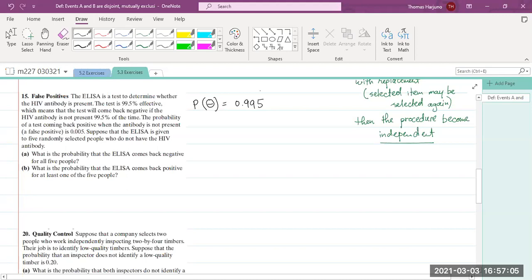That's 0.995. The probability that the test comes back positive when the antibody is not present, shows positive while you actually don't have it, is 0.005. How do they get that? When you add these up, it equals 1, right? Suppose I don't have that antibody. Will my test show negative? The probability is this. Will my test show positive? It will be this.